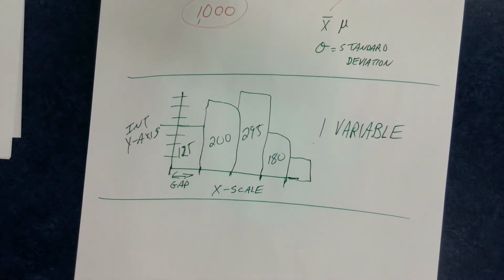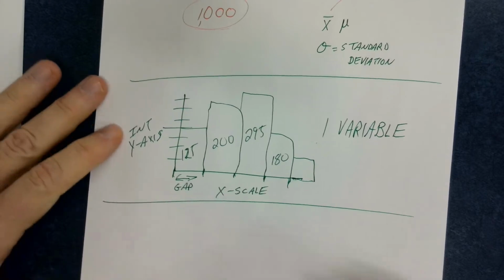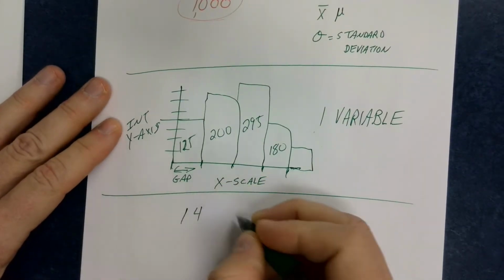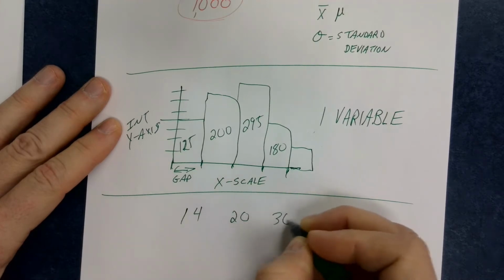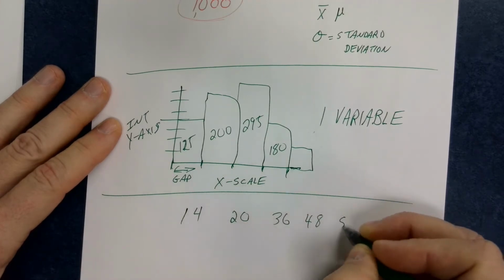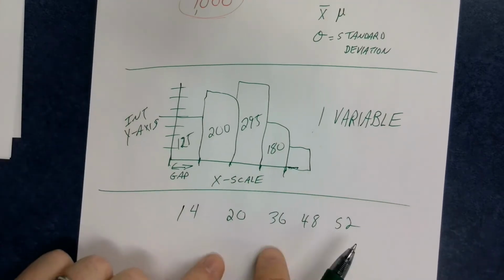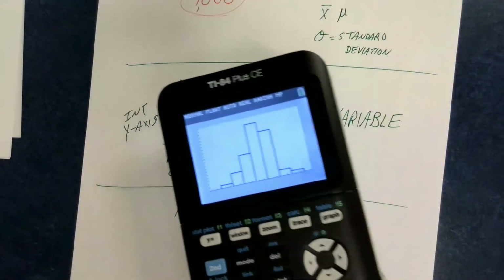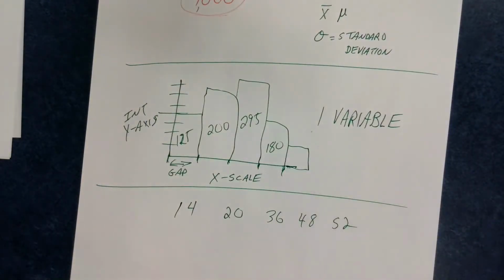I do have a separate video that breaks it down even more detailed on both of those things. You also have to know basic things. So if I gave you numbers 14, 20, 36, 48, and 52, and I said, hey, what's the mean, the median, the mode, the range? You should be able to do that for any of this data, and you can do it by hand, or you can use your handy-dandy graphing calculator and do it that way.